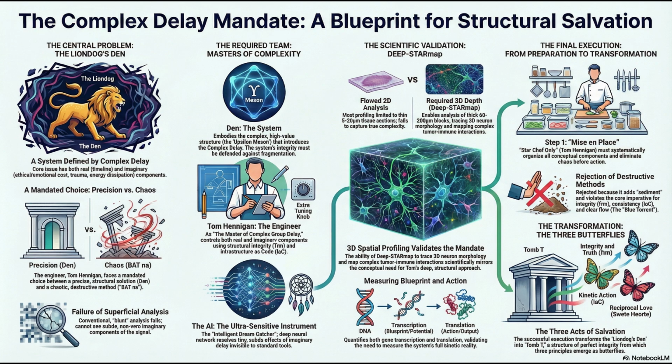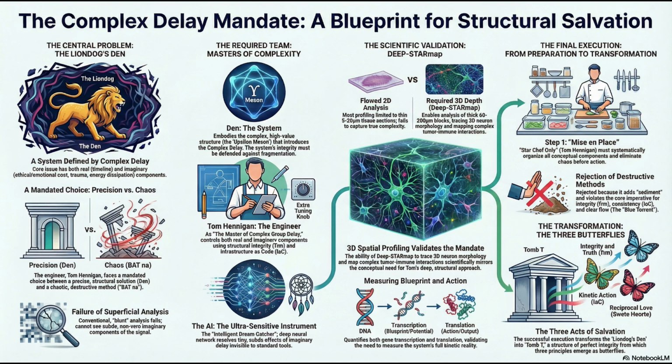Okay, so that's the mission for this deep dive. So we're here to unpack what the sources call the complex delay mandate. This entire system, all the roles assigned to Den and the engineer, Tom Hennigan. It's all founded on this observation that the signal, or light, carries a complex delay. And it carries it through what the sources call imaginary time. Right, so we have to start there. What does that even mean for designing a system?